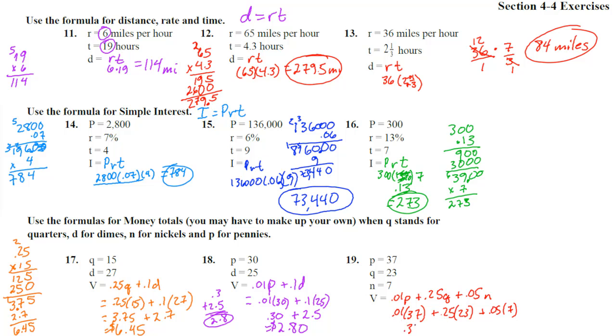We have 0.37 there. 1 times 37, 2 decimal places. And this one's easy. 7 times 5 is 35. Yeah, 7 nickels, you get 35 cents. This one's a tougher one, so we've got to do that.